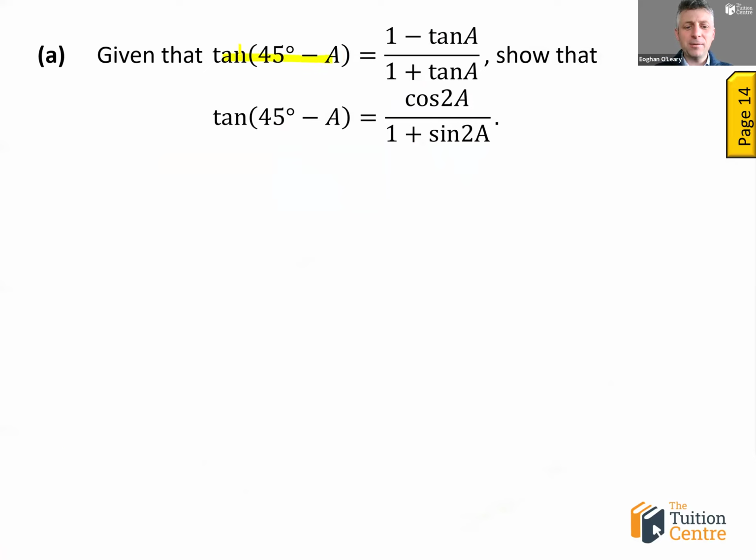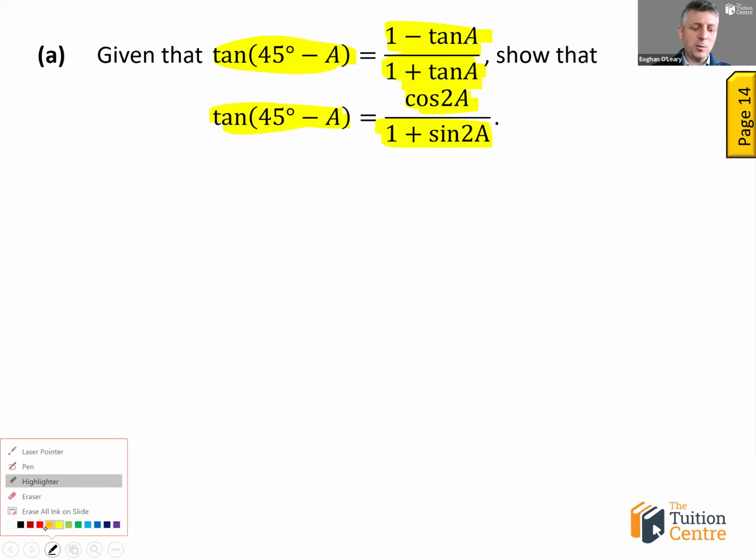Given that the tan of 45 degrees minus A is equal to 1 minus tan A all over 1 plus tan A, show that tan of 45 minus A is equal to cos 2A, all over 1 plus sine 2A. So, I know myself, a lot of students just aren't that familiar with this type of question anymore. 10 years ago, very common type of question. We would have practiced a lot of them, but it's just not so common now.